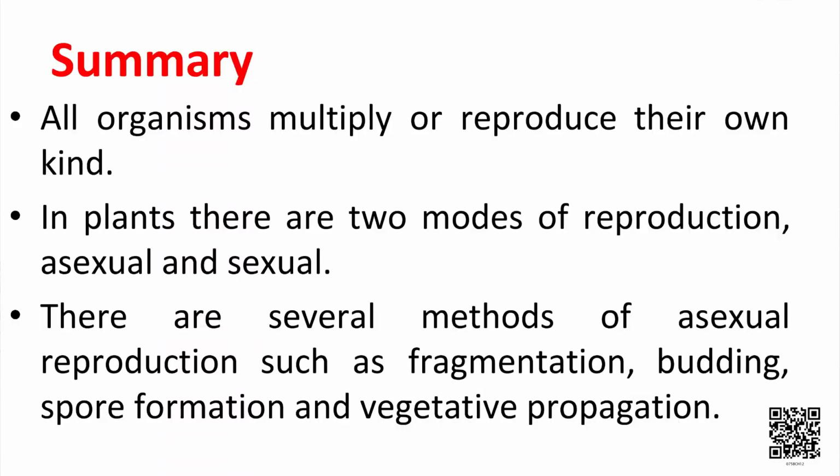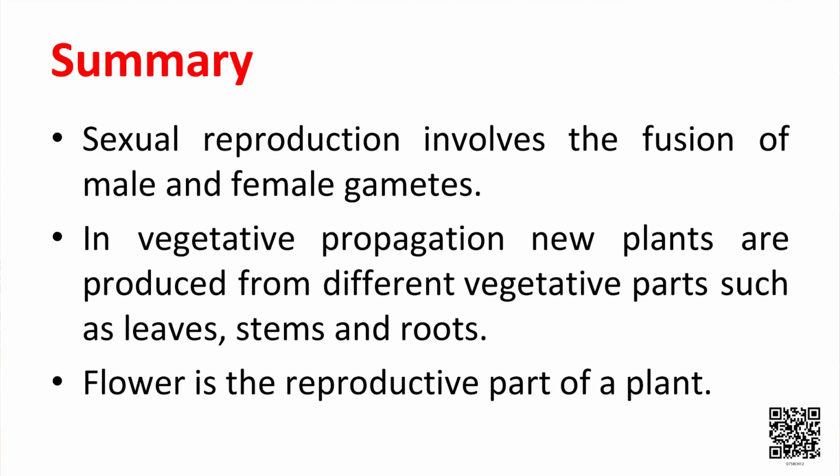So, students, with this we are at the end of this chapter. In this chapter we have explained and discussed reproduction in plants. So, let us summarize what we have studied in this chapter. We have studied that all organisms multiply or reproduce their own kind. In plants, there are two modes of reproduction, sexual and asexual. There are several methods of asexual reproduction such as fragmentation, budding, spore formation and vegetative propagation. The methods of sexual reproduction involve the fusion of male and female gametes.